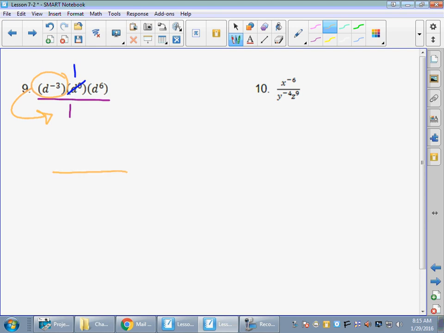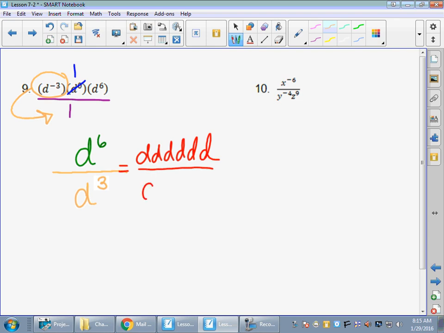So I'm going to have d to the positive 3 down in the denominator. I've still got that 1 in the numerator, which I'm not even going to write. And I've still got that d to the 6th in the numerator, which I'm not even going to write. So now this seems like a pretty easy thing to simplify. I've got 6 d's in the numerator, 3 d's in the denominator. Start crossing them out in pairs. There's one pair, a second pair, a third pair. So how many d's do I have left and where will they be?